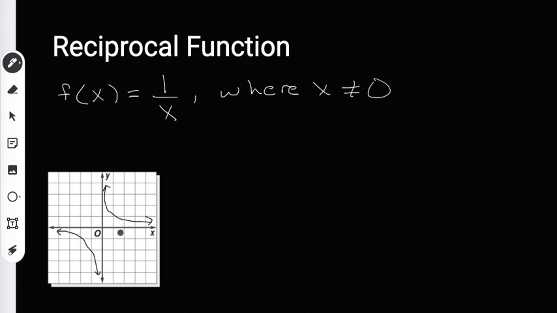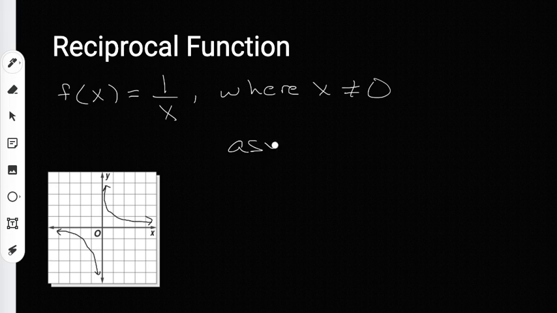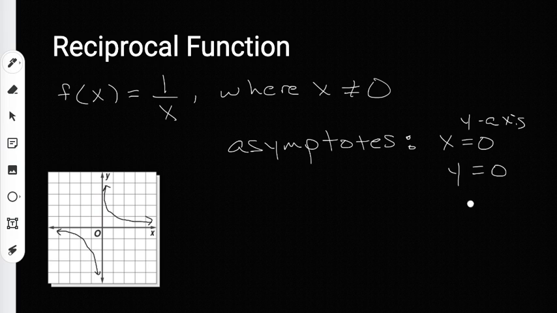Now the interesting thing about this graph is that it does have asymptotes. And asymptotes are these dotted lines. They're kind of like imaginary lines where the graph can't cross. So you're going to have an asymptote at x equals 0 and y equals 0. So the graph is never going to touch the y-axis or the x-axis. Okay, so that's the reciprocal function. It's always going to be in those two parts.